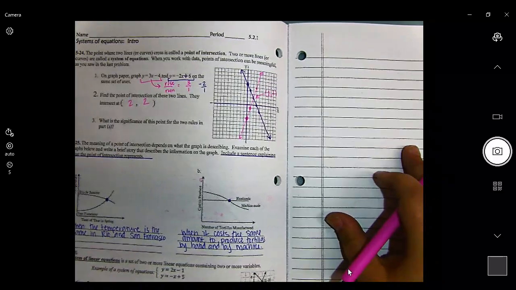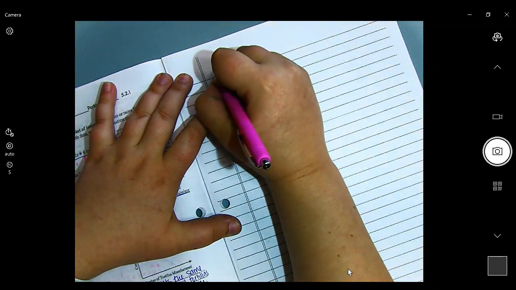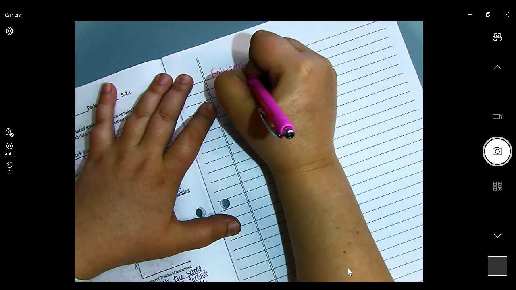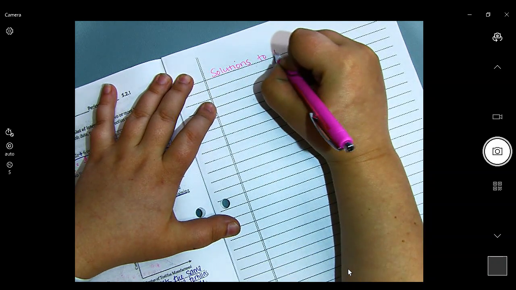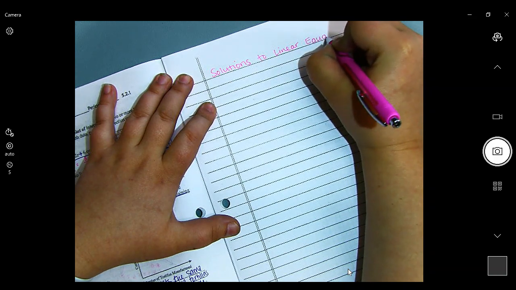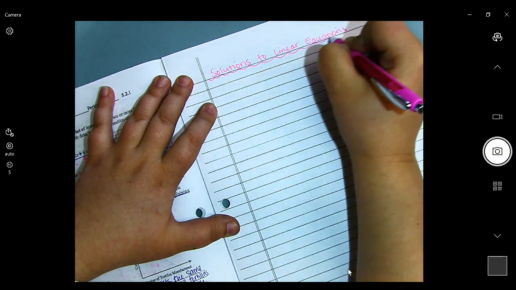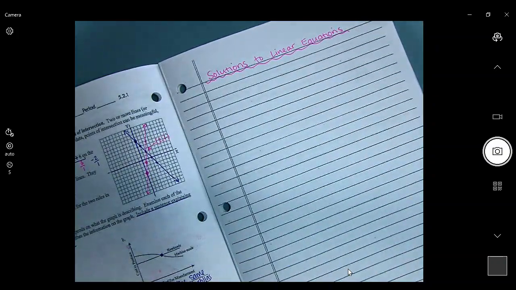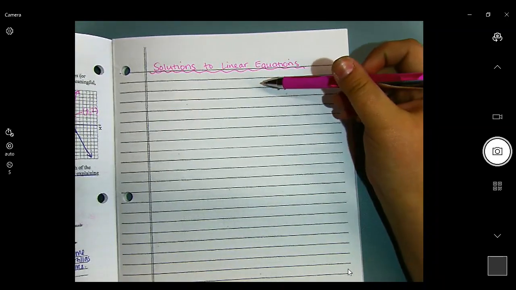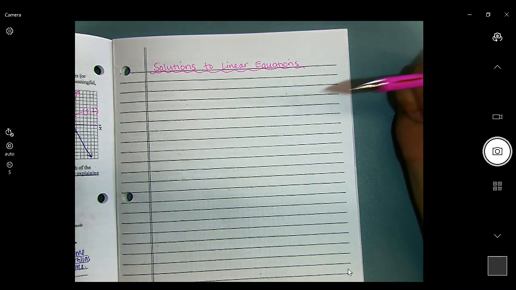Okay, so over on page 12 at the top, I would like you to write solutions to linear equations. And if you listen to the entry task talk earlier, then you know that a linear equation is just an equation of a line. So if I graph a linear equation, I would have a line, right?